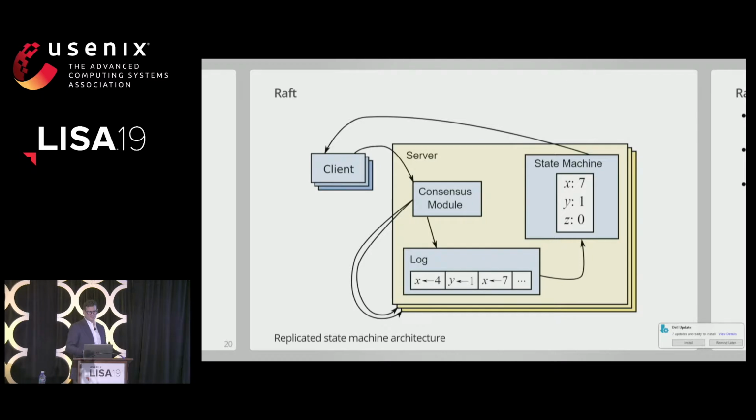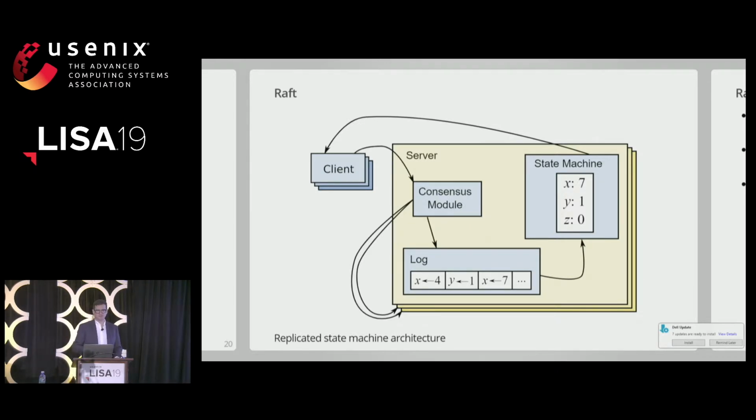And the clients write to the consensus module in each server, or rather in one server, and they read from the state machine from one server. And then the servers themselves take care of handling their own communication. So what happens is when a client wants to write something to a Raft data store, it sends some kind of command, something like assign 4 to X. That goes into the consensus module.